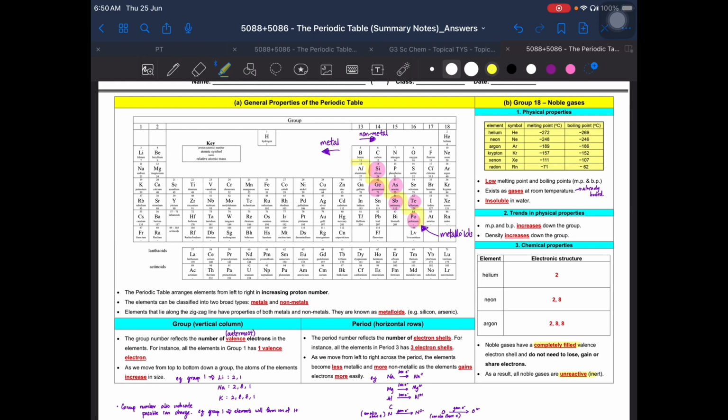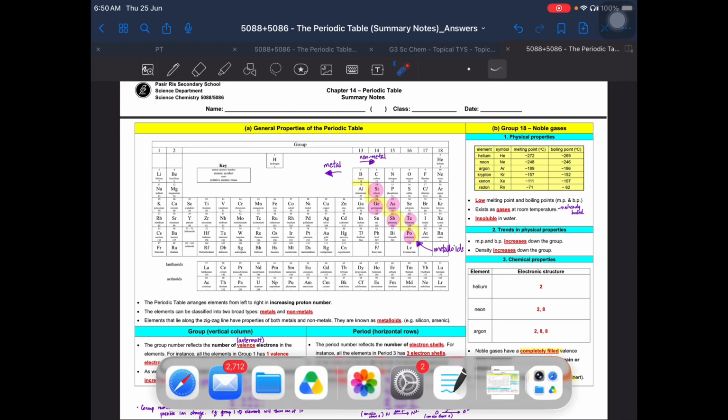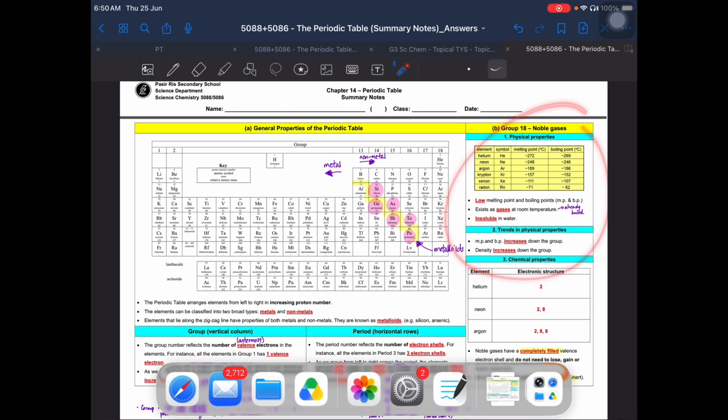Right, so this covers the first page of this huge A3 notes, just giving you a general properties summary. But more importantly, zooming into the group period, don't take it for granted. Spend some time to understand what each of these things means. Group 18 is a straightforward group, so I'm not too worried about you understanding this piece of information over here.